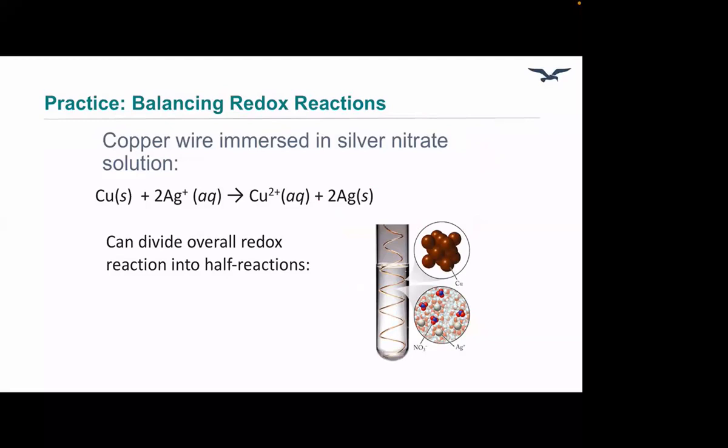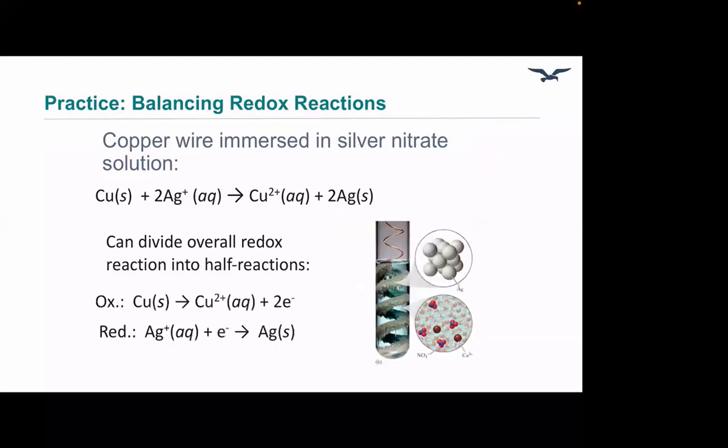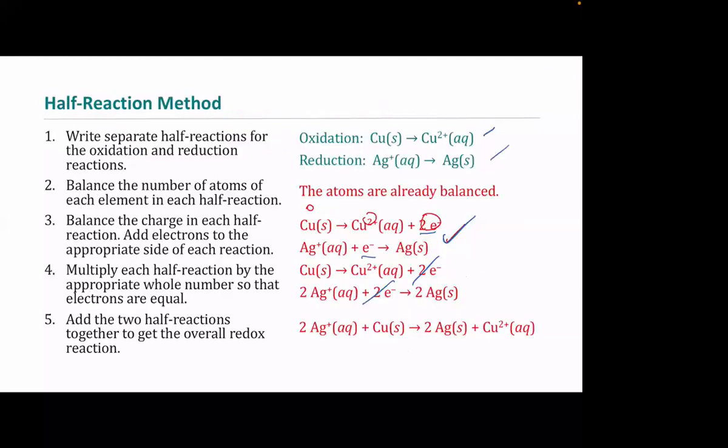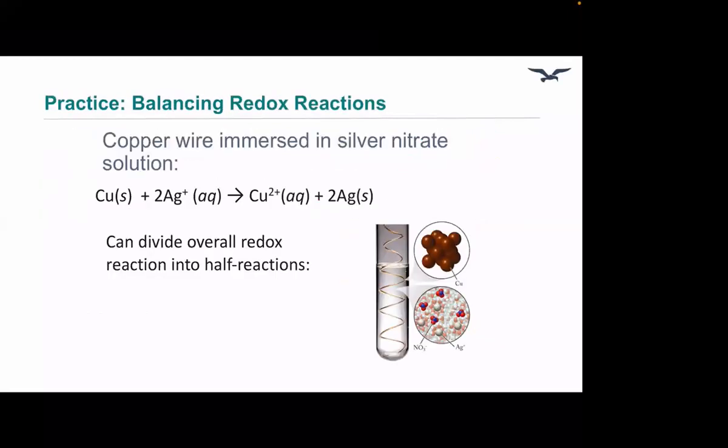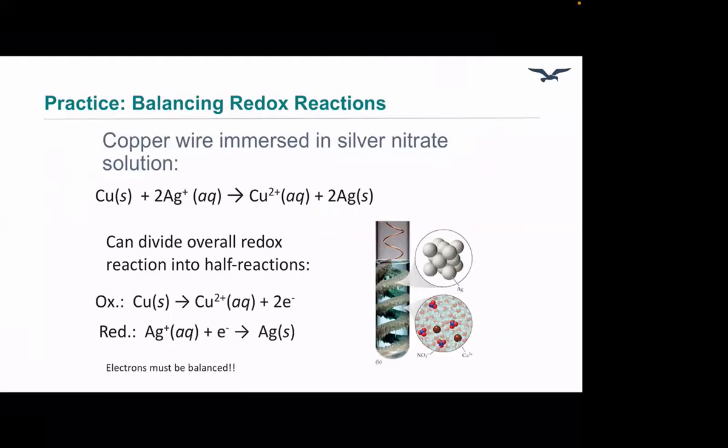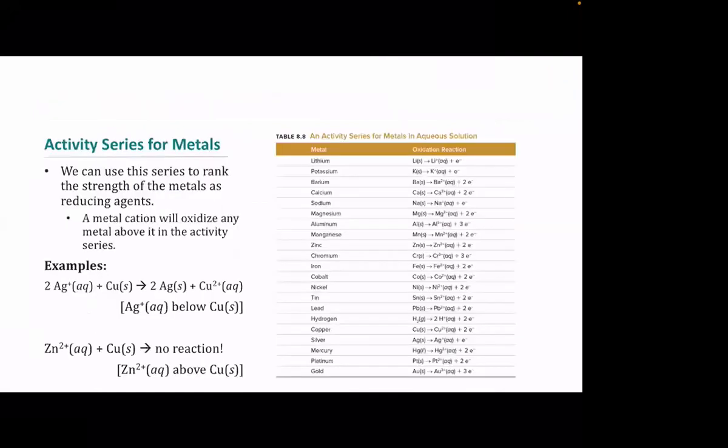So here's the copper wire immersed in silver nitrate. Why am I doing this again? Kind of did this already, right? This is what we just did, copper and silver. Electrons must be balanced. All right. So here's the activity series of metals. We can use this series to rank the strength of metals as reducing agents.